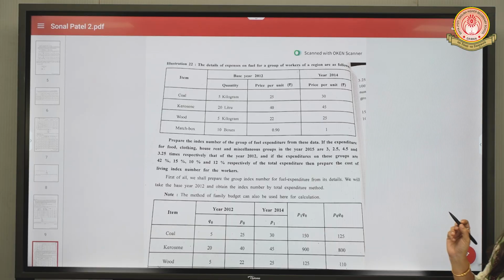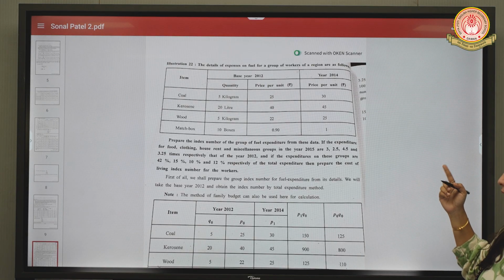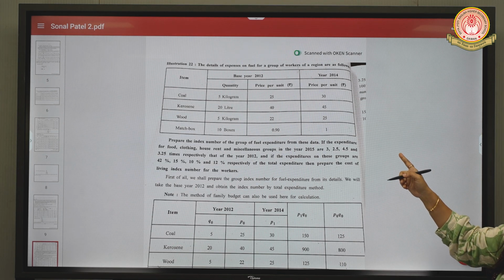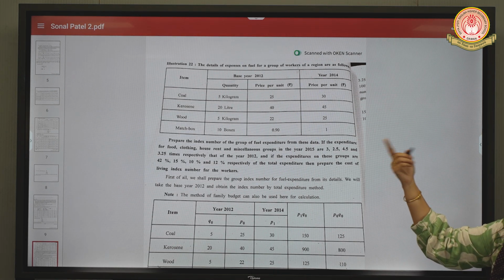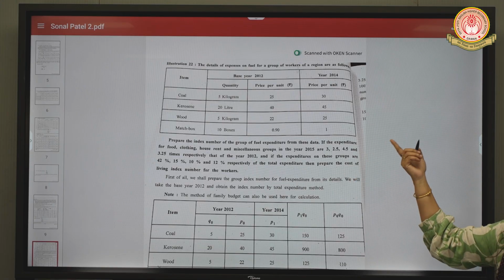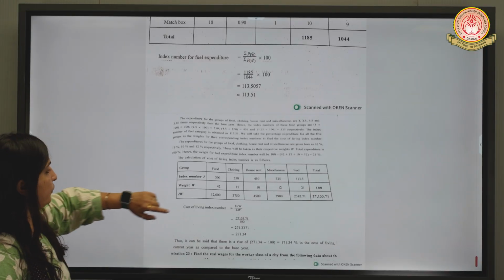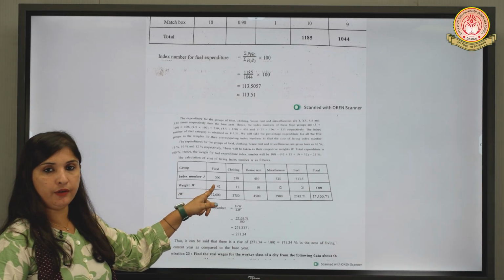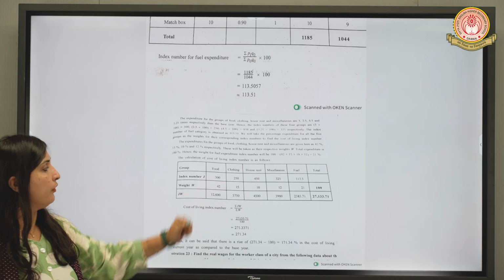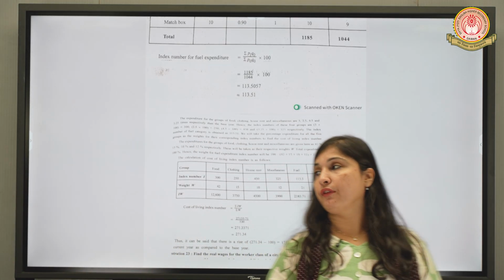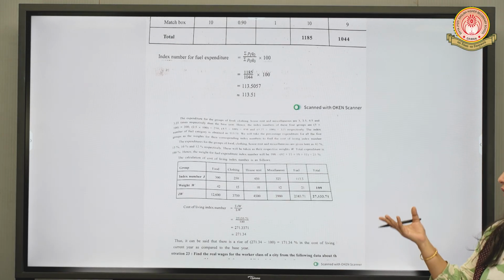It is 3. 3 will be compared with what? 100. So 3 into 100, 2.5 into 100, 4.5 into 100, and 3.25 into 100. So what you will do? You will multiply 3 with 100, 2.5 with 100, 4.5 with 100 and 3.25 with 100.